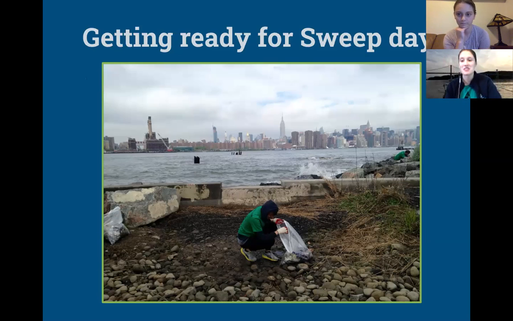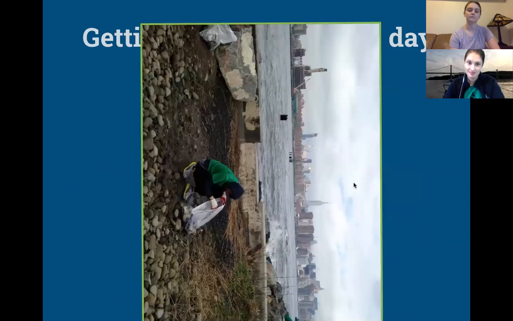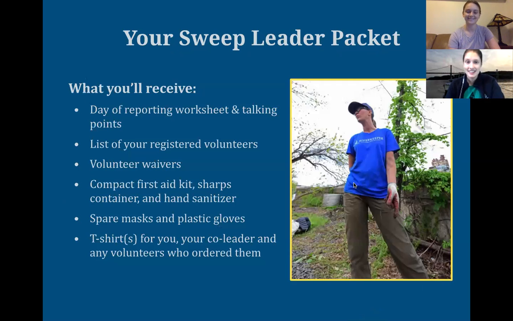So I'm going to be going over the steps to prepare for sweep that everyone should be taking over the next couple of weeks between now and October 17th. Late next week, I'm going to be going into our office, and I'm going to be putting together and mailing your sweep leader packets. Your sweep leader packets are going to have most of the things that you need to have a safe and successful sweep project. So I'm just going to run you through what is going to be in there.